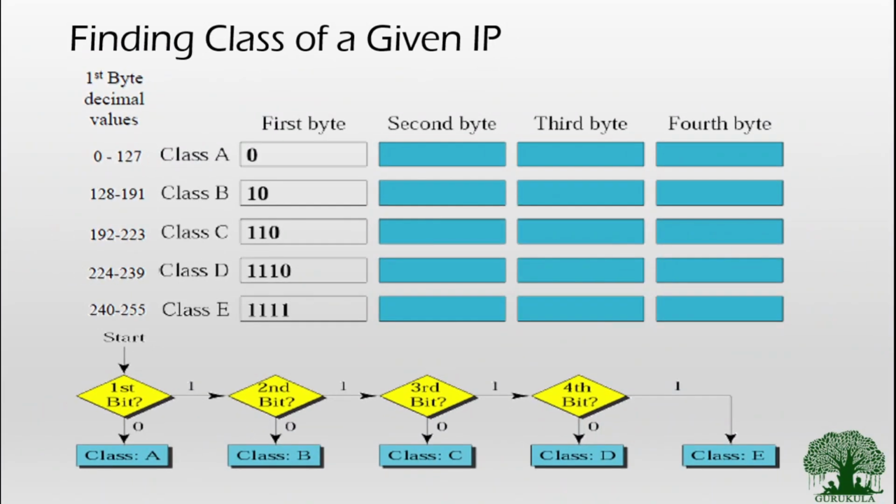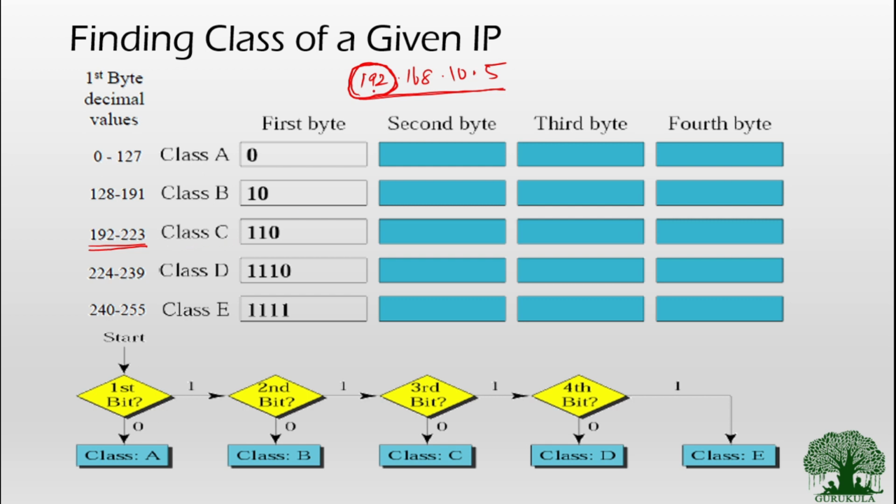This is an overall picture which will help you to identify which class of IP address is given to you. Let's take for example that 192.168.10.5 is the IP address given to you, and you are expected to find out which class it is. You can simply take the first byte alone. What is the first byte? It is 192. You can see that 192 to 223 belongs to class C address.